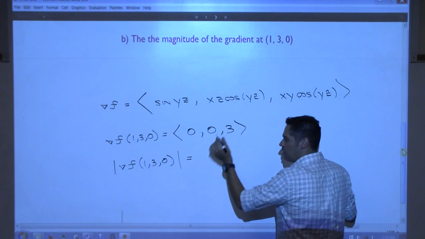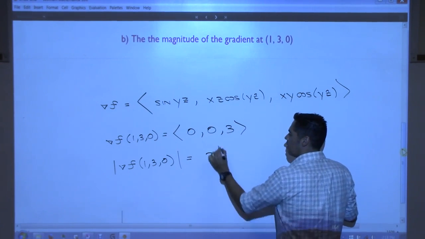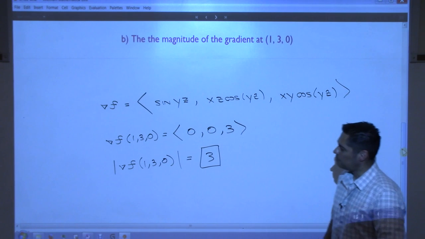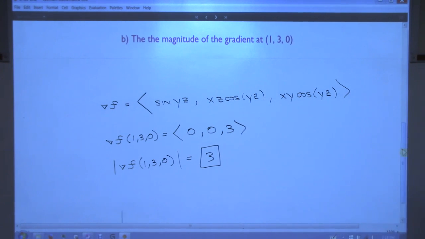But the square root of all that squared is just 3. So it definitely has to be bigger than the other answer. If this answer is smaller than the other one, something's wrong. All right? Good?